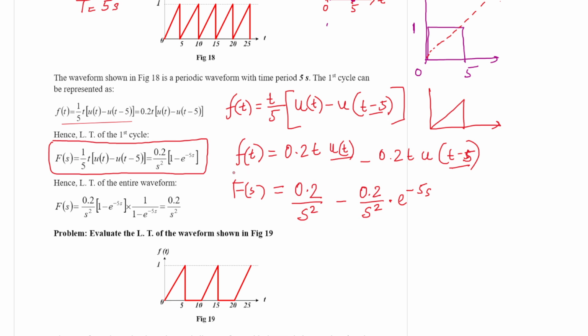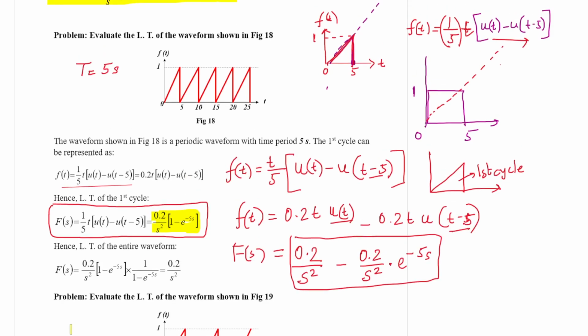So if you consider only the first cycle, the Laplace transform becomes this. This is the expression: 0.2 by s squared into 1 minus e to the power minus 5s. Now, according to the theorem of the periodic function, what will be the total Laplace transform of this total waveform?